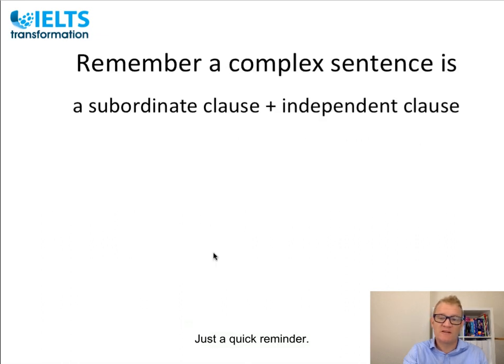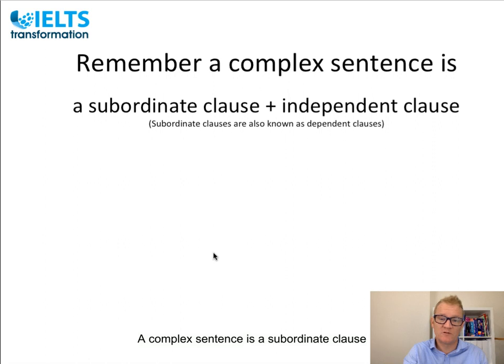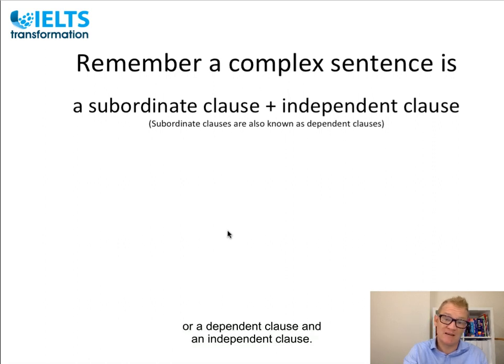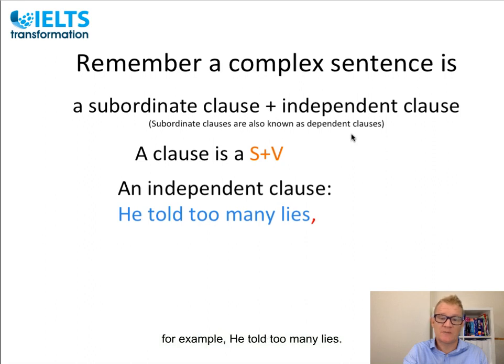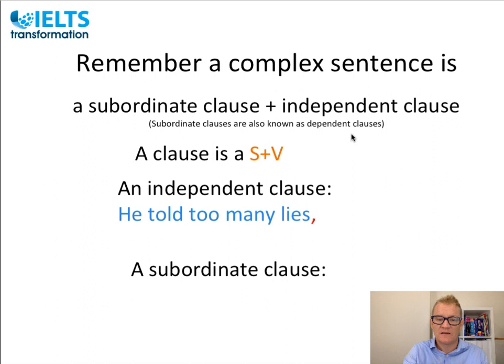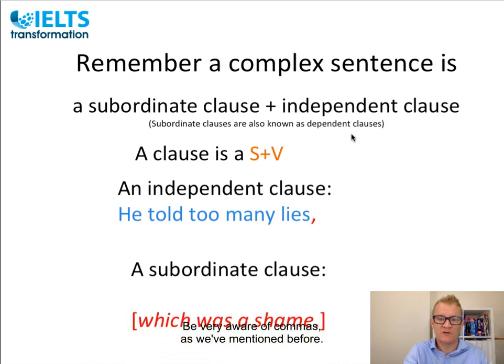Just a quick reminder, a complex sentence is a subordinate clause and an independent clause, or a dependent clause and an independent clause. A clause is a subject and a verb, as I said. An independent clause, for example, he told too many lies. Oh dear. Notice the comma. Be very aware of commas, as we've mentioned before, which was a shame. He told too many lies, which was a shame.